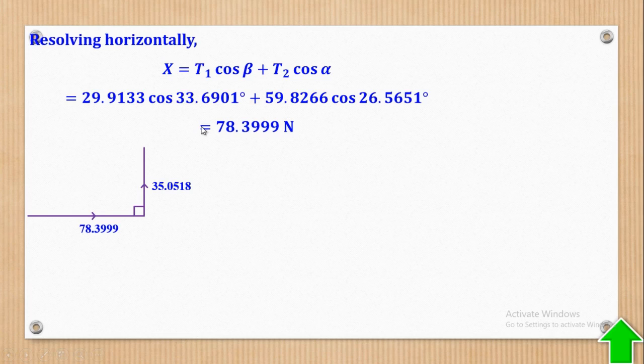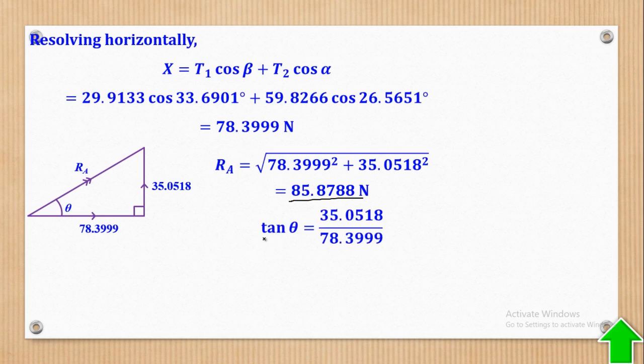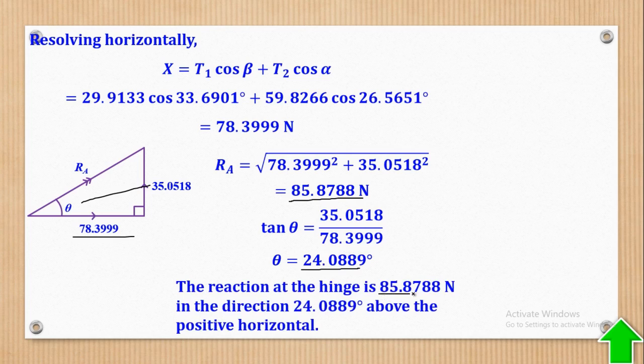So horizontally it is positive, which is to the right. Vertically it is positive, which is upward. Therefore from start to end will be our reaction at the hinge. So when I use Pythagoras theory, I'll come up with my RA being equal to 85.8788 newtons. Then when I use SOHCAHTOA, I'll come up with tan theta being equal to opposite over adjacent. Therefore theta is 24.0889 degrees. Therefore the reaction at the hinge will be equal to this magnitude, and in that direction.